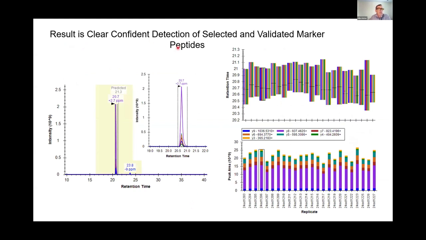And so the result is this clear, confident detection of the peptides that we want. We have this predicted retention time, and that's where we see the chromatographic peak. The different fragment ions are represented by the different colors. You can see the reproducibility of the HPLC. And this is an internal standard peptide, so the same amount was added to all of our samples. Over a run of 24 samples, you can see how reproducible all of that is.